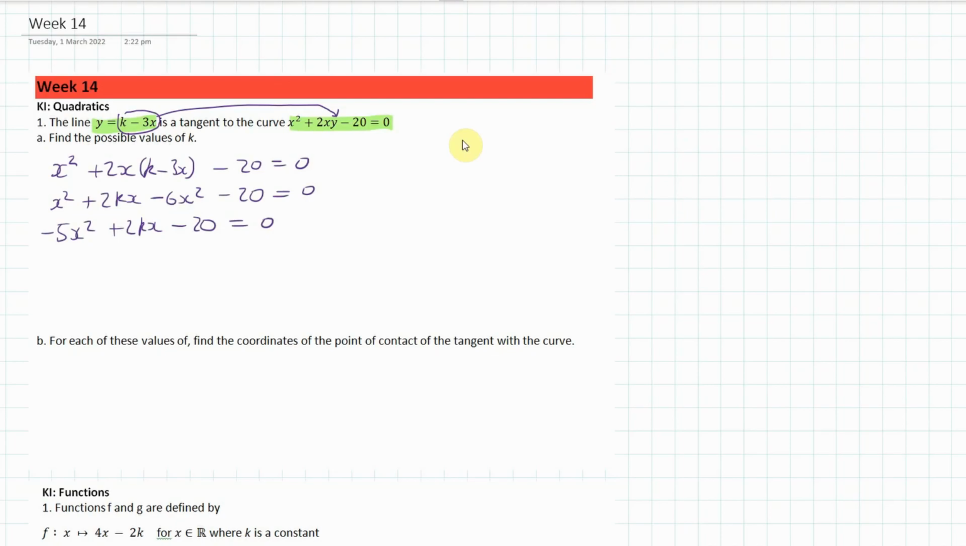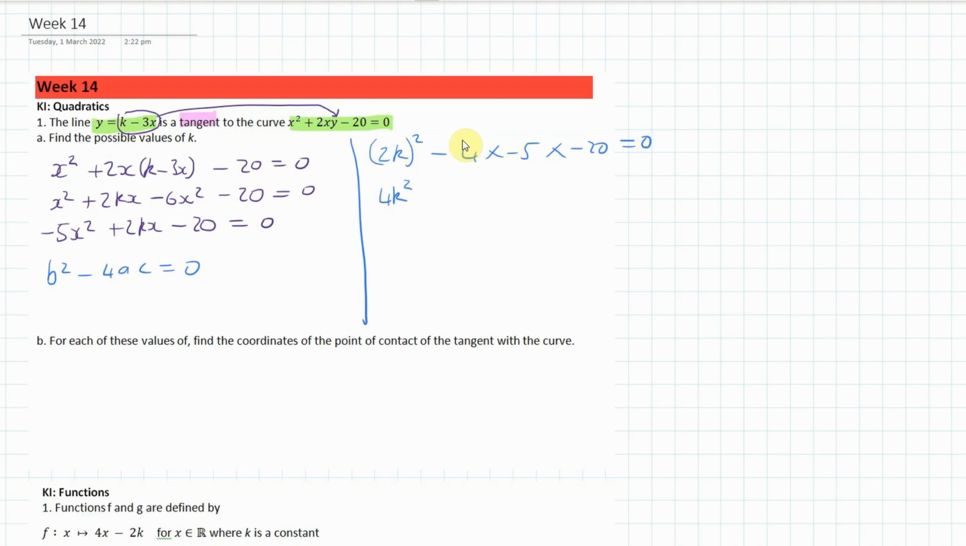And we know that it's a tangent, which means it touches at one point, so therefore our discriminant is going to be equal to 0. So let's apply that to this. 2k is our b value, so we square that. Take away 4 times negative 5, which is our a value, times negative 20.